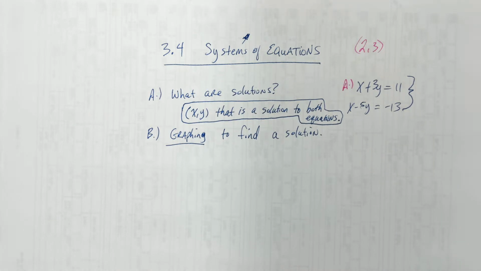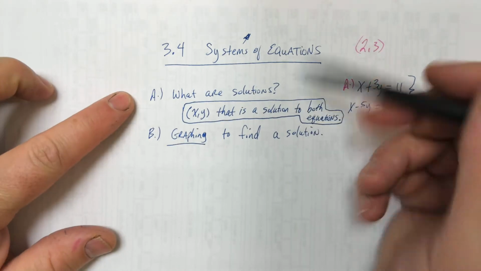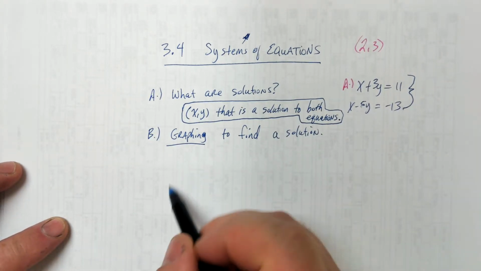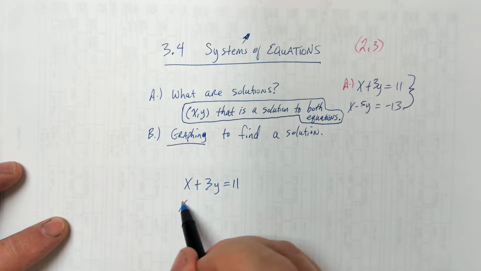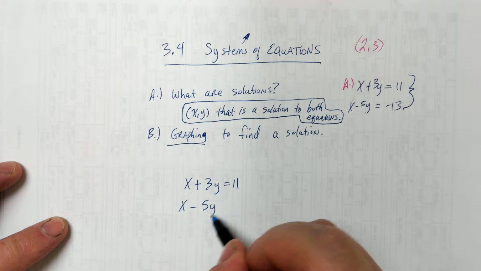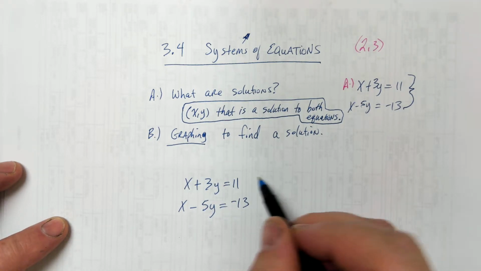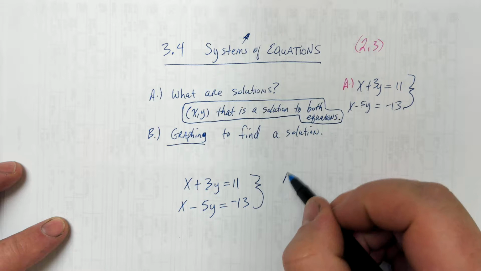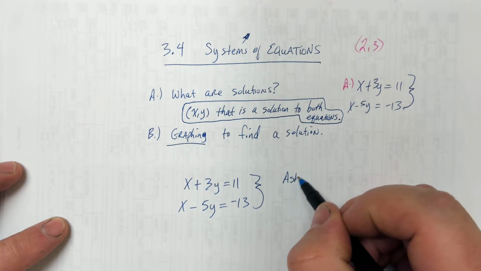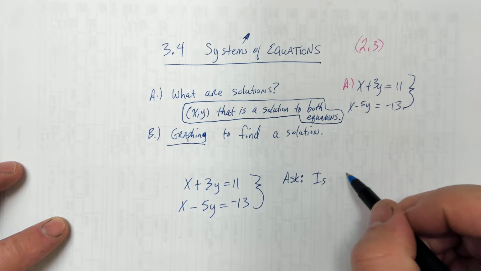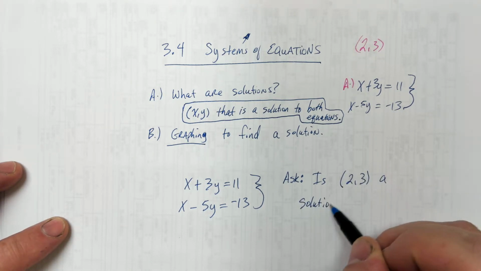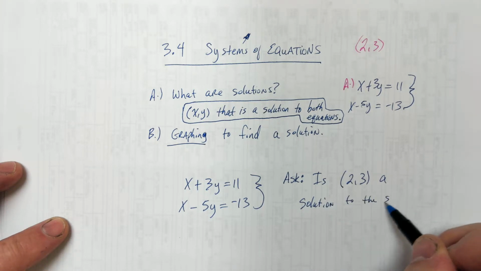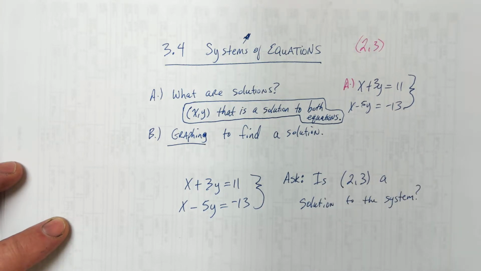Check it. So actually, that's the first part of your homework today, and the first thing that we're going to learn about these is what are solutions. So what's going to happen is you're going to be given a system like this. You're going to be given a system like that, right? And it's going to ask you a question. The question is going to ask, is 2, 3 a solution to the system? That's the question it's going to ask.